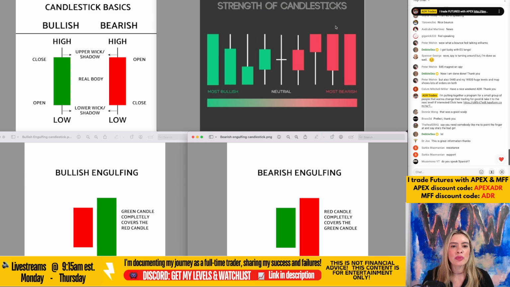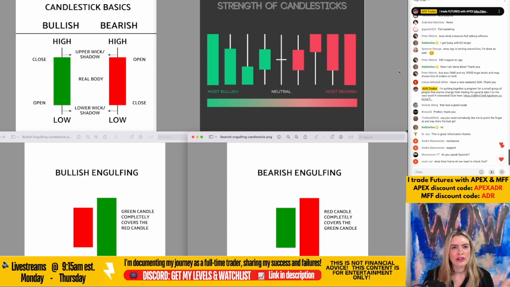Wicks at the top mean the market doesn't want to go higher and is rejecting fast, right? Wicks are very, very important, at least for me. And you guys are gonna see it on the live example that I'm gonna show you after.